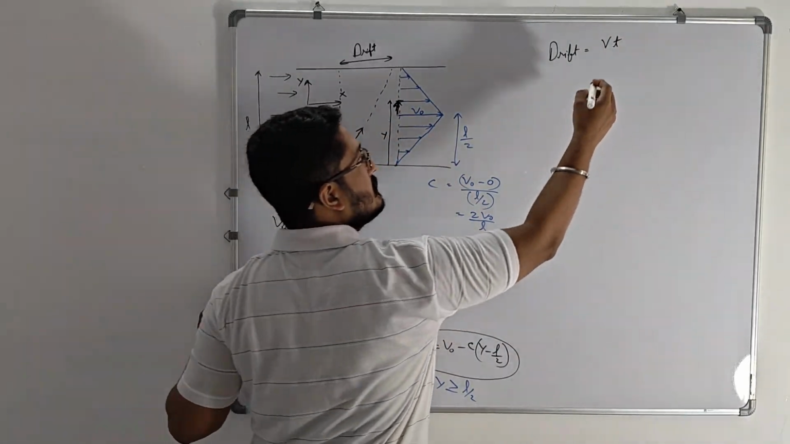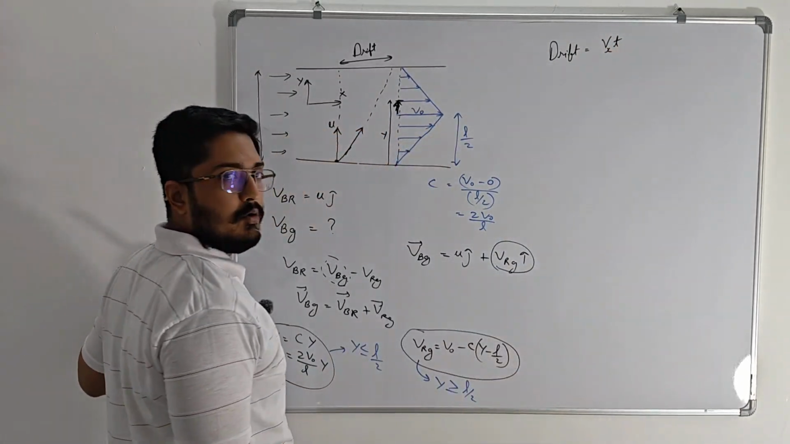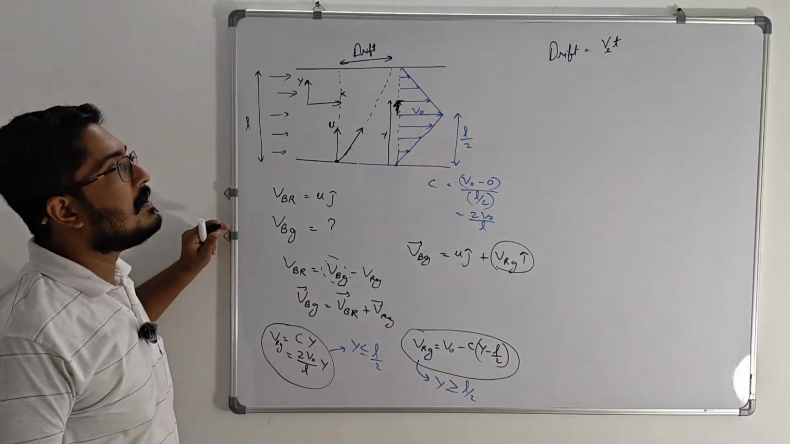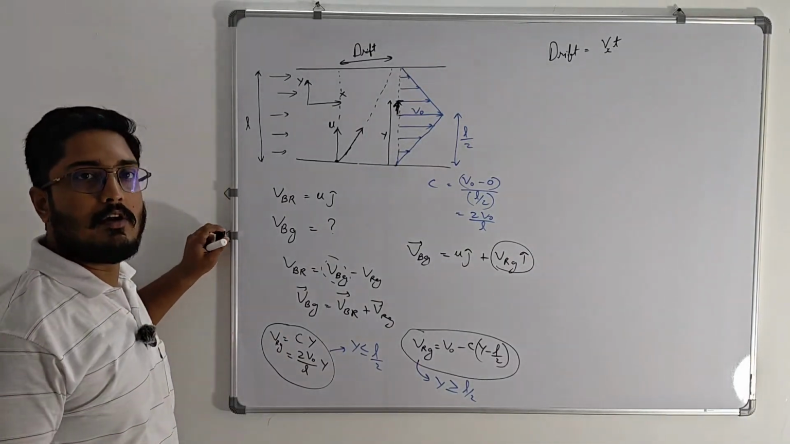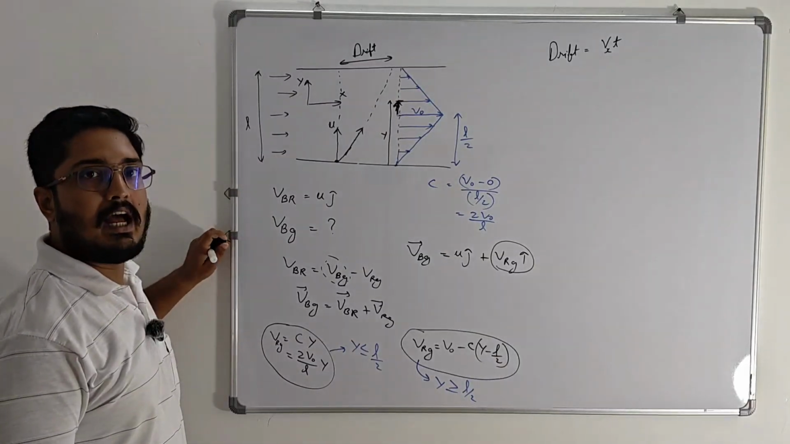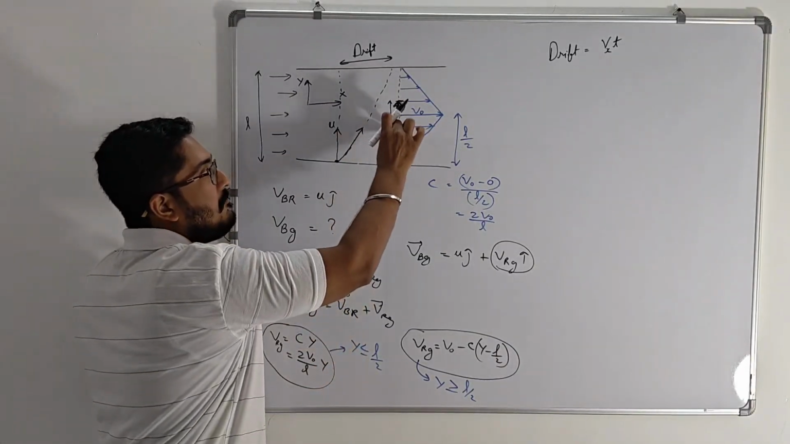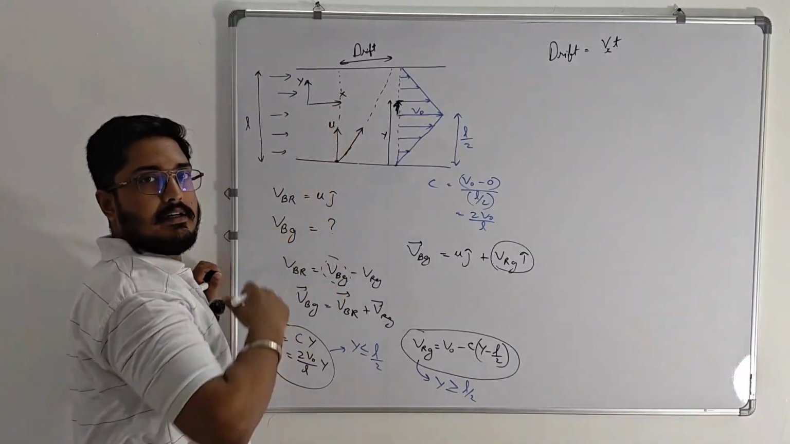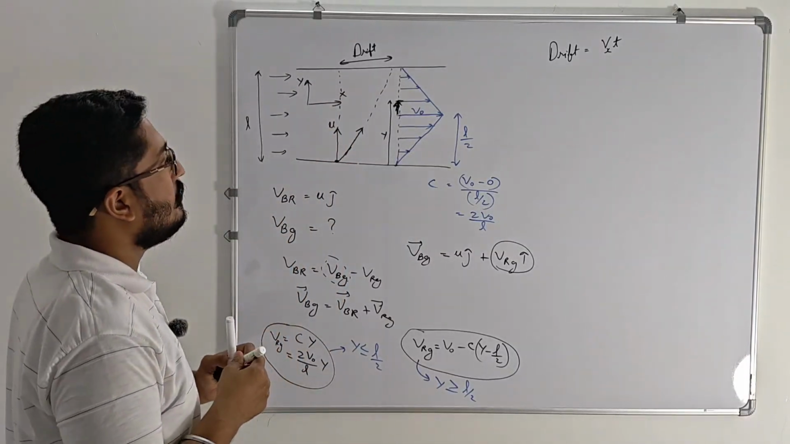Speed along the x-axis, so Vx into time I can do. But the problem here is that my drift is not remaining constant, the speed is varying with distance, with the x. So I'll have to find out the drift at each and every section and integrate that. Okay, so that's what we are going to do.